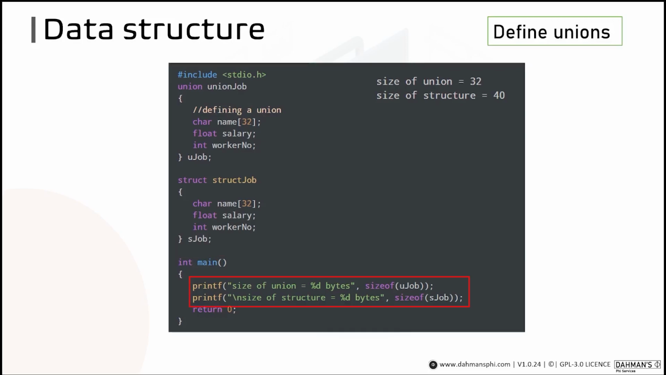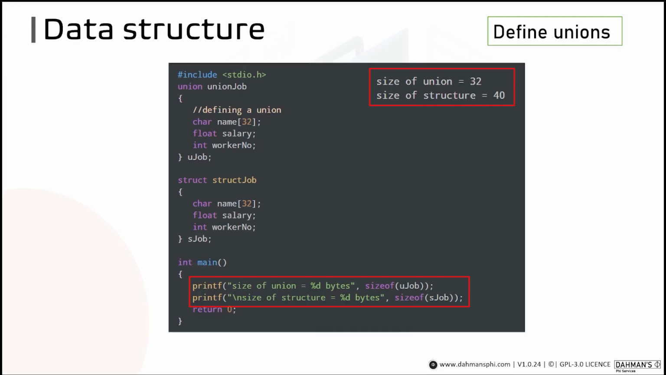Now, if we want to print the actual size of both structs or variables, that is the union job and the struct job, what you could see on the screen is the size of the union happens to be 32, whereas the size of the struct happens to be 40. And why is that difference? Because the size of the union, you could see, just defined the size of the array that we already specified. We needed to create an array of size 32. So this is mandatory to be created when we initialize the program.